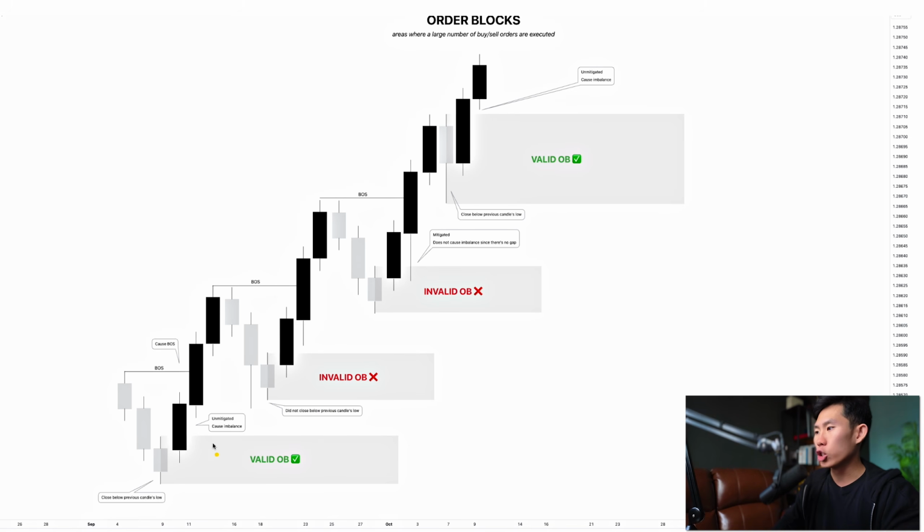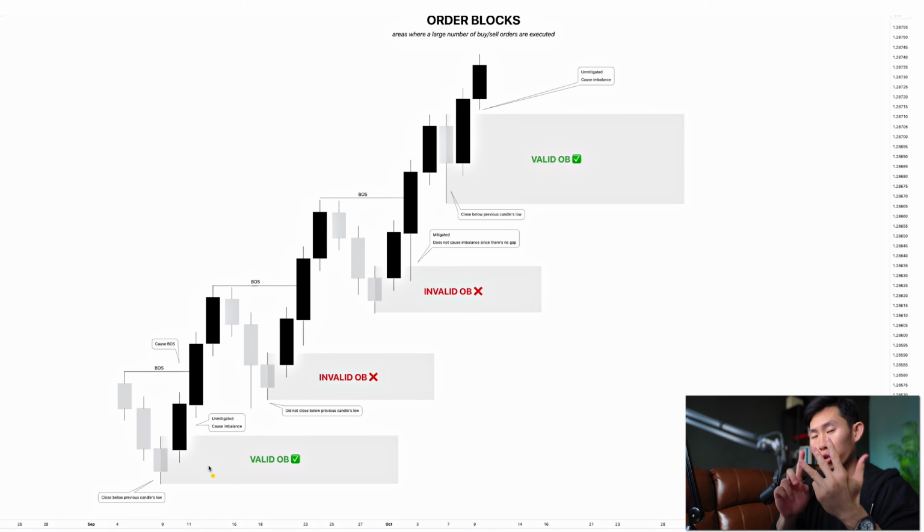invalid order blocks. So this order block right here, right, we saw that there was a sharp and substantial upward movement. Cool. And then we know that this is the pivot candle that led to this movement. And did this pivot candle actually close below the previous candlestick low? Yes, it did. Cool. Is this unmitigated? Yes, it is, right? And was there some form of gap? Yes, there is. There's a gap between the high of this candle and the low of the next candle. Okay, cool. It is unmitigated, it caused imbalance, there is a gap, and it closed below the previous candlestick low.